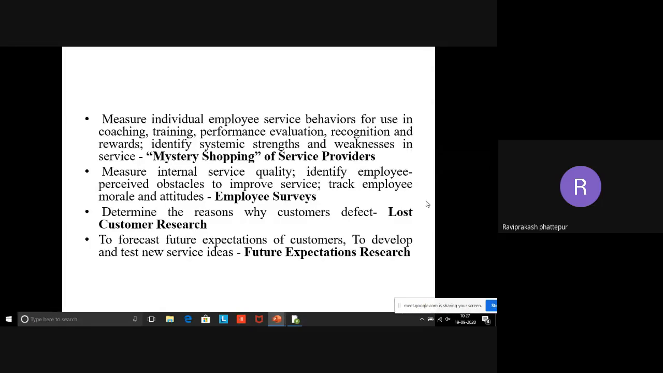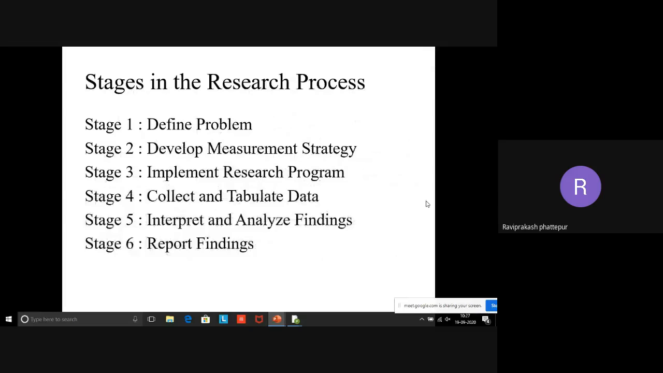Okay, moving to the next one, stages in research process. This is in general and may vary a bit depending upon the objectives as well as what kind of research you are doing. The first one is define problem. This is very, very much important. It gives you the direction in which you are moving. If you can define the problem properly, then you can move ahead with that particular problem to get the desired results.